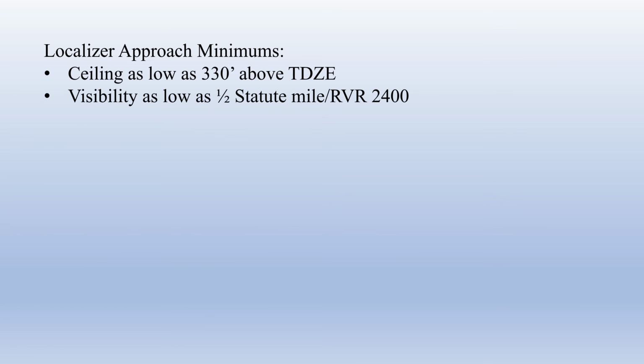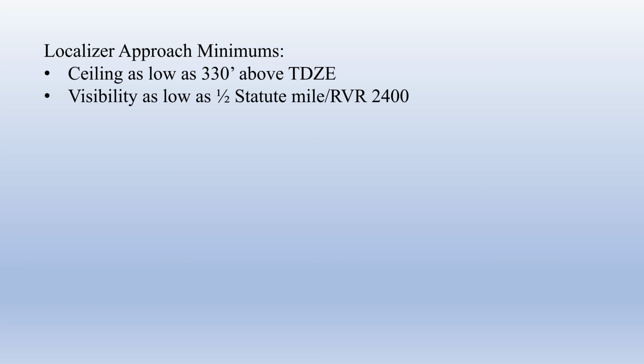So as far as the approach minimums go, localizer approaches will typically have ceiling minimums as low as 330 feet above the touchdown zone elevation, and visibility as low as 1/2 statute mile or RVR of 2400. These minimums are greatly dependent on what type of approach lighting system that runway has, if any. And it's also, just like ILS approaches, tailored for the runway the approach serves and the local terrain, so those minimums may be higher.